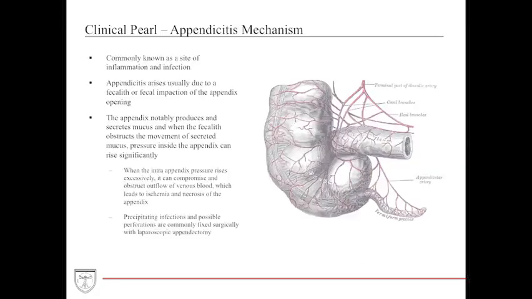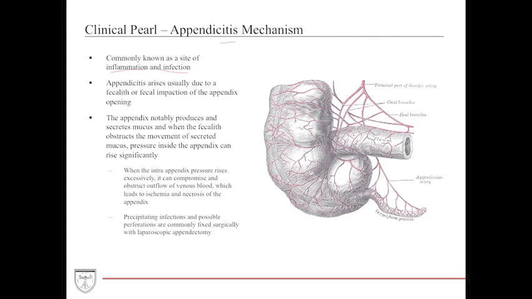So now we'll discuss these final clinical pearls. While we discuss the appendix, it's important to discuss the mechanism in which appendicitis occurs. Appendicitis, itis being inflammation, is when an inflammation, an infection occurs at the site of the appendix. Appendicitis usually arises due to some sort of obstruction in the appendix outflow.